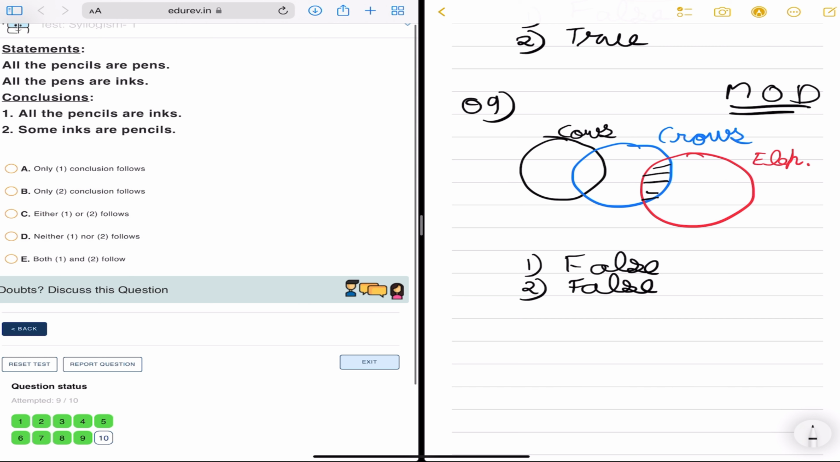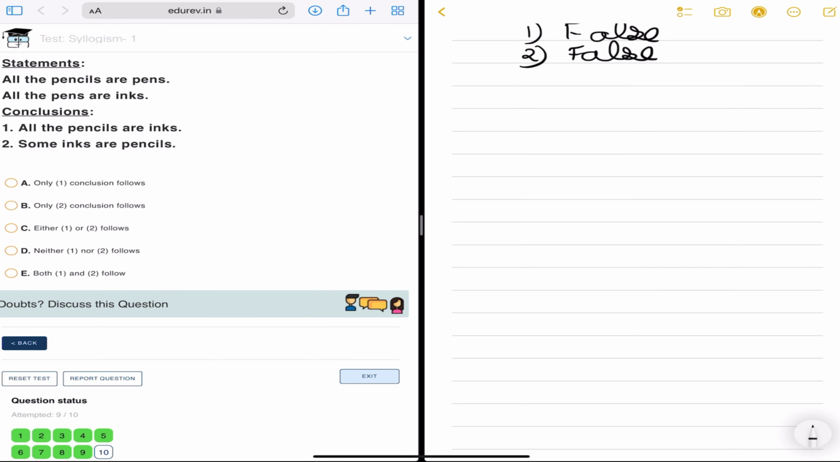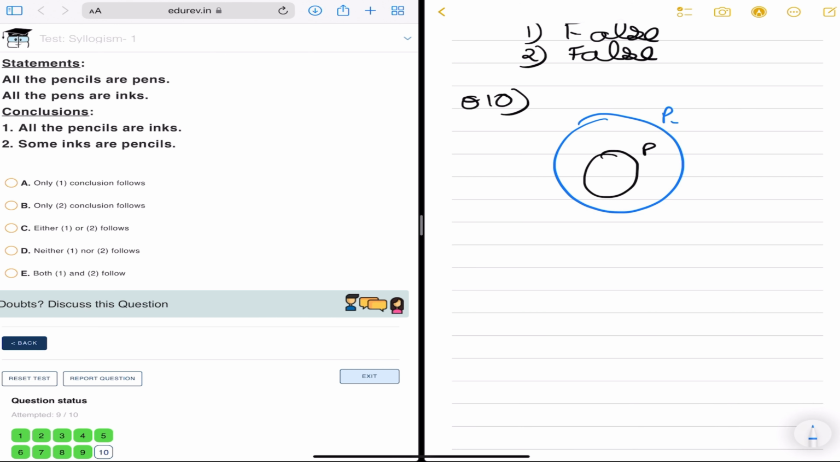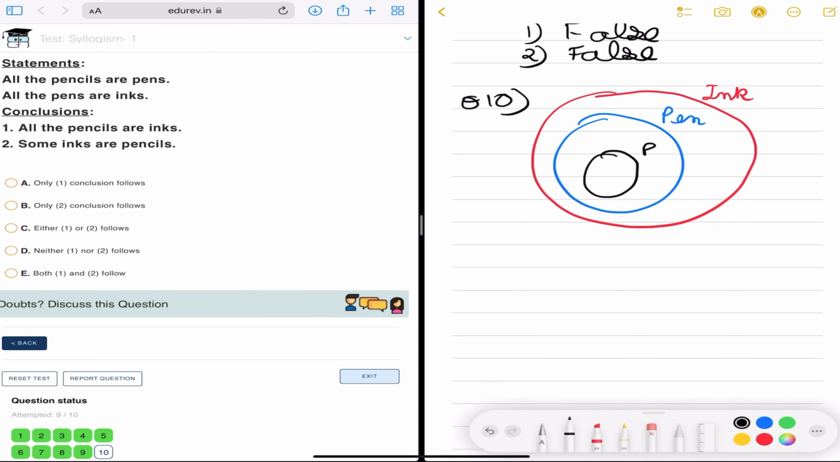Okay, great. Now let's look at question number 10, the last question for the day. Here it states, all the pencils are pens. So let's draw it. We have all the pencils here, and all of these are actually pens. Let's change the color for pens. So all the pencils are actually pens, and all the pens are ink. So all of these pens are ink.